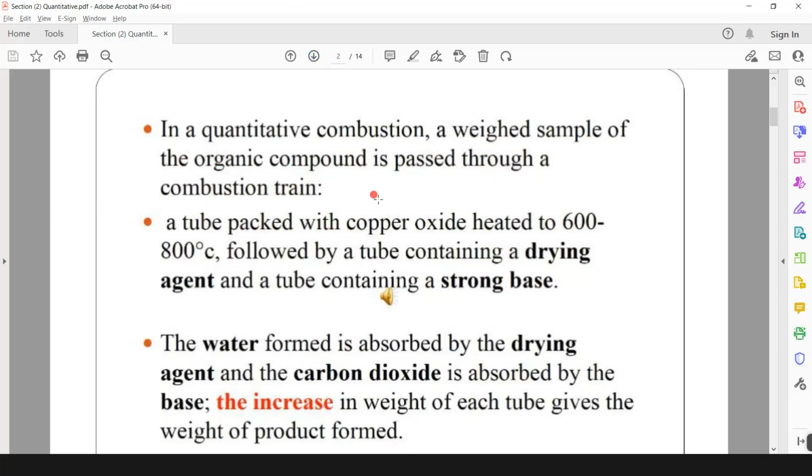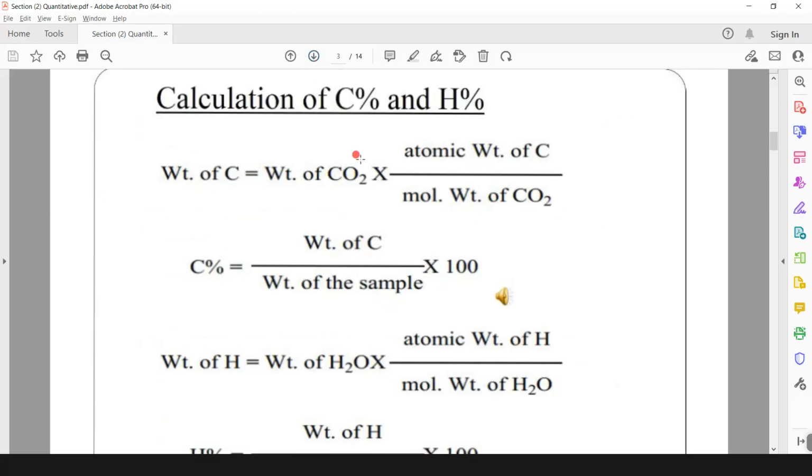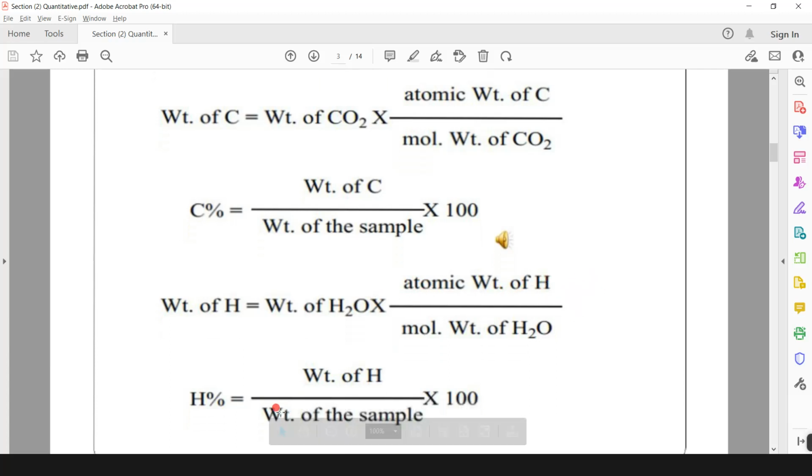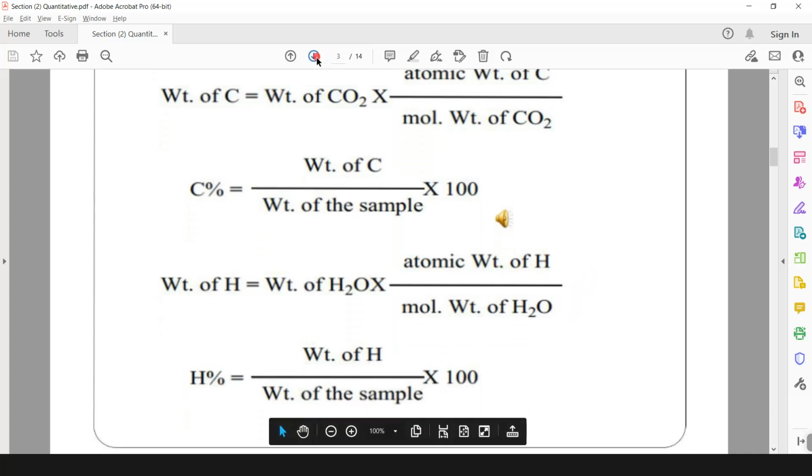Here we explain the combustion train. Here are the equations. I told you we should study four equations: weight of carbon, percentage of carbon, weight of hydrogen. Here there is a little mistake. We should put a 2 here. Remember, I told you the atomic weight of hydrogen should be multiplied by 2. So please multiply this by 2. And the equation of the percentage of hydrogen.